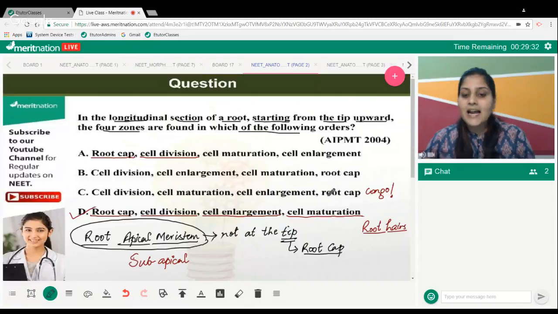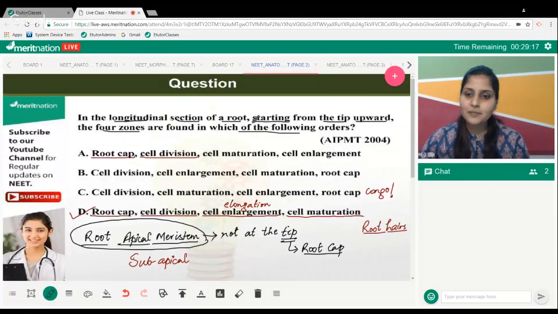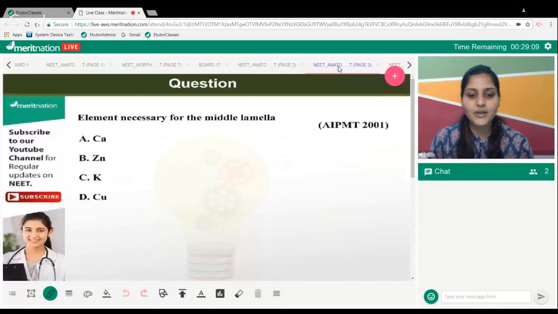Enlargement can also be called elongation. That's just a synonym here. You can call it cell enlargement, alternatively cell elongation. Very fine. Is that clear to all the people? Clear, everyone? Perfect. Moving on to the next question.